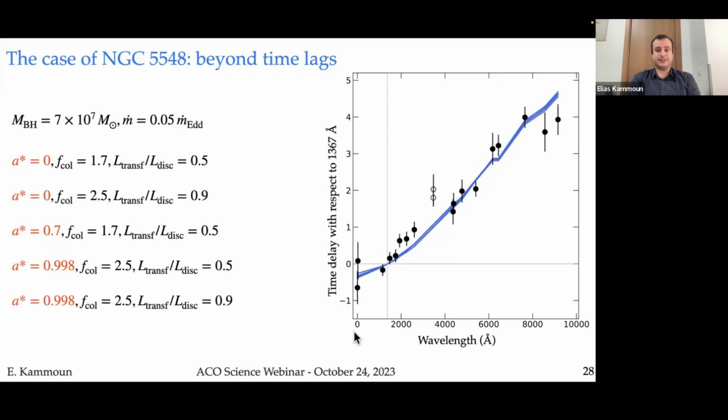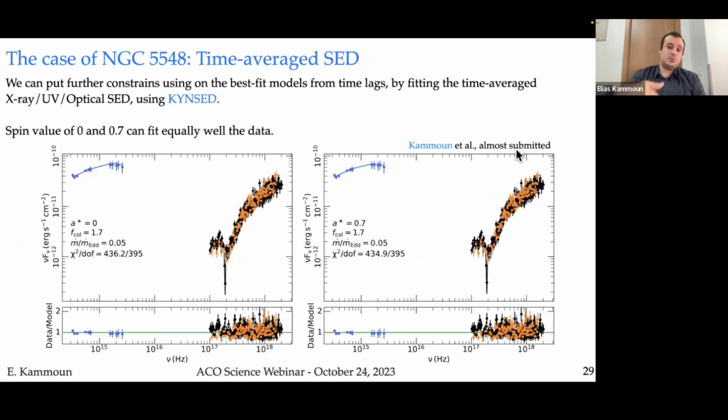There I'm showing again the time lag as a function of wavelength, but it's on purpose that I put all these models in the same color. As you can see, all of them fit the time lags very well. You cannot discern them by just looking at this, or by discerning them statistically, because they are all very good. So we said the first and easiest step is to look at the SED. Can the SED tell us more about which parameters work better than other parameters?